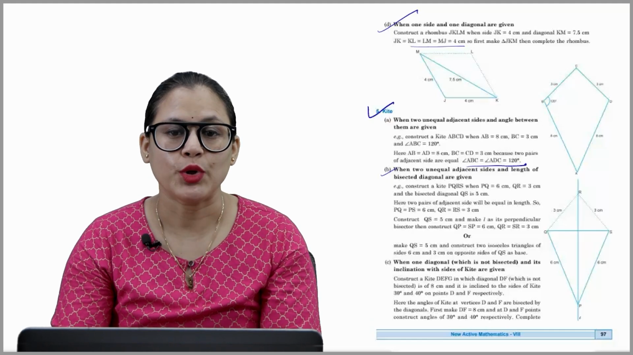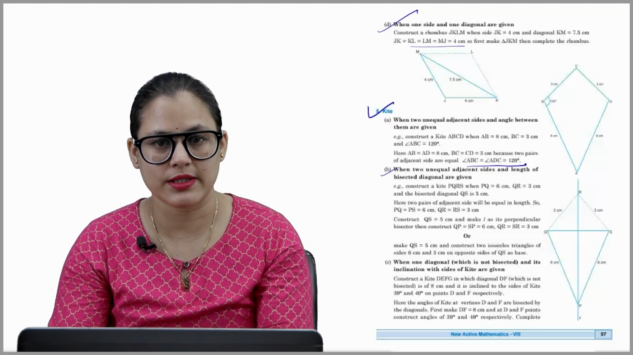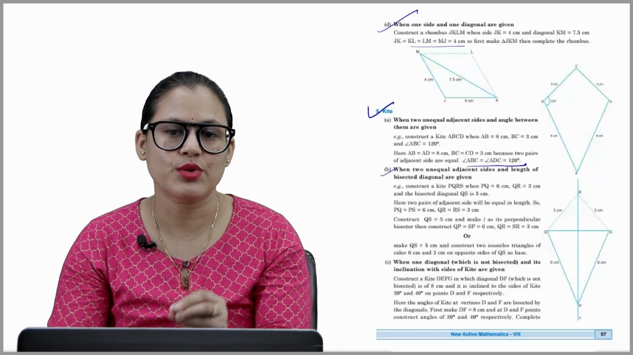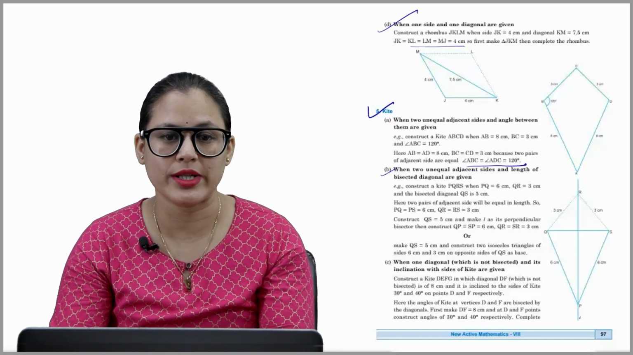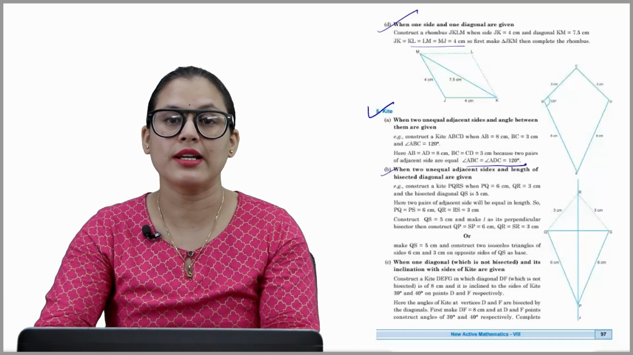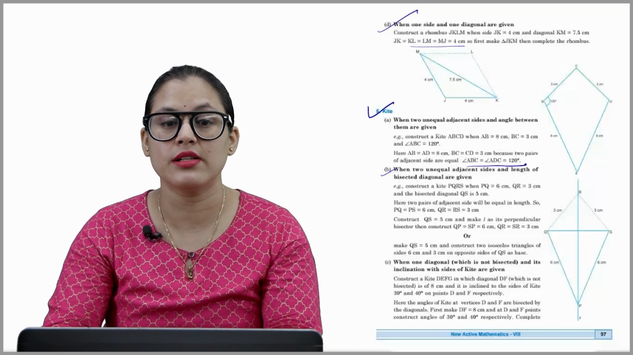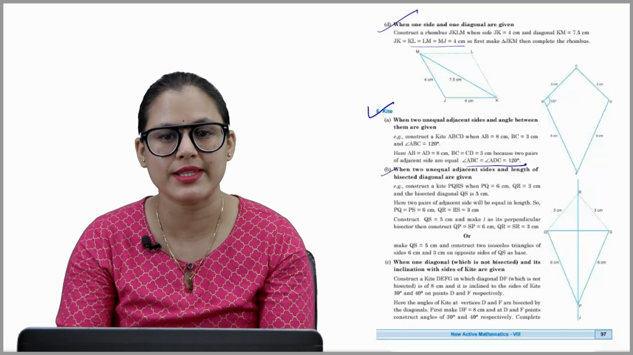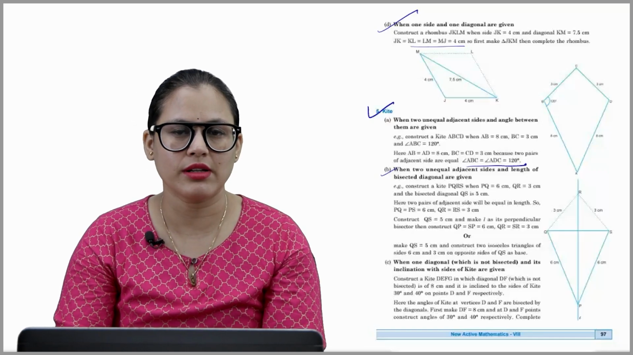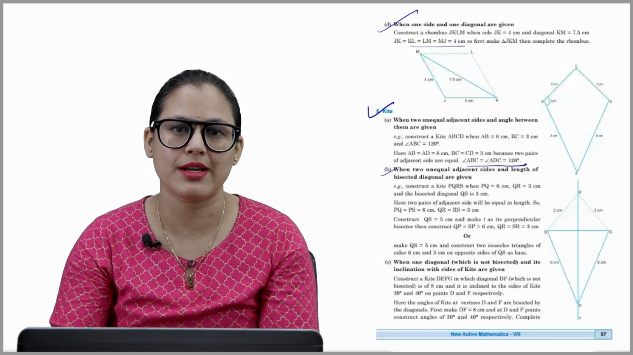Then construct QP equal to SP equal to 6 cm and QR equal to SR equal to 3 cm. Or you can also make QS equal to 5 cm and construct two isosceles triangles of sides 6 cm and 3 cm on opposite sides of QS as base. You know isosceles triangles have equal opposite sides.